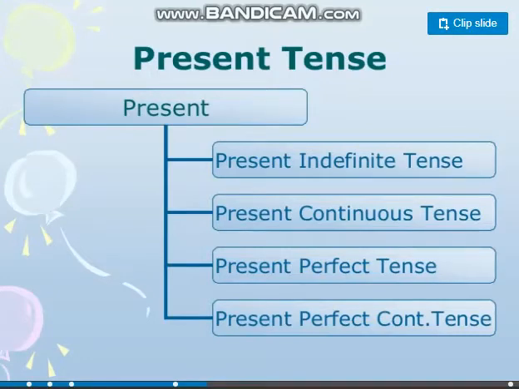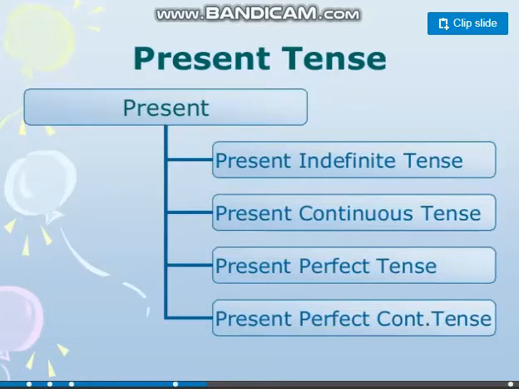Today we will discuss our first tense, that is present tense. As we have already discussed, in present tense we have these four possible types: present indefinite tense, present continuous tense, present perfect tense, and present perfect continuous tense. We will discuss them one by one.